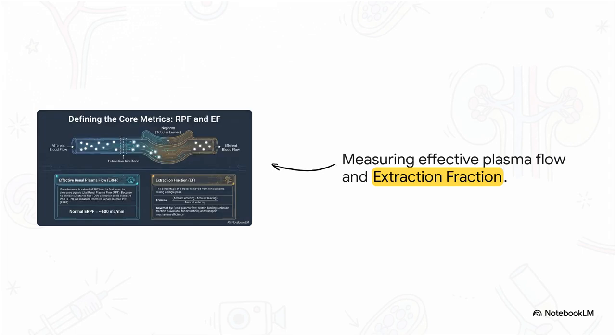So the real question is, how do we actually measure this massive flow clinically? We rely on 2 core metrics. First up is effective renal plasma flow, or ERPF. Now, if a substance was extracted 100% on its very first pass, its clearance would equal total renal plasma flow. But here's the biological reality. Literally no clinical substance has a 100% extraction rate. Because of this, we measure effective renal plasma flow, which normally sits around 600 milliliters per minute. This ties directly into our second metric, the extraction fraction, or EF, which is simply the exact percentage of a tracer that gets removed from the renal plasma during a single pass.